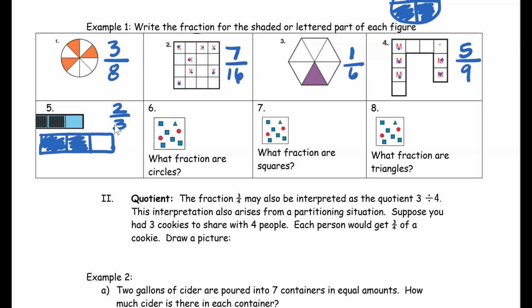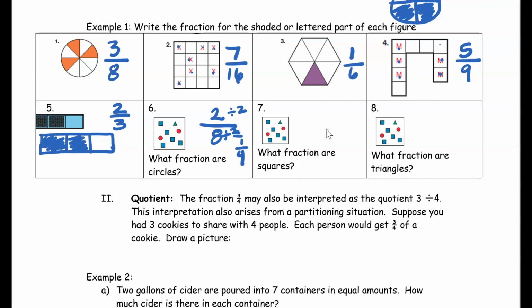And then number 6, what fraction are circles? So out of the whole picture, there are 1, 2, 3, 4, 5, 6, 7, 8 shapes, and there are 2 circles. Now, if you know how to reduce, you could also reduce this. So you could say 2/8 is the same thing as 1/4. And we get that by dividing both by the common factor of 2. But 2/8 is the same thing as 1/4, so we can leave it as 2/8 also. With fractions, it's important to pay attention to the directions if you're working on your homework, and whether or not the directions ask you to reduce your answer.